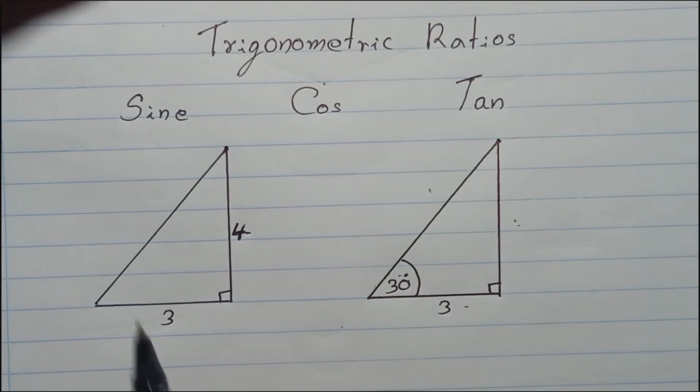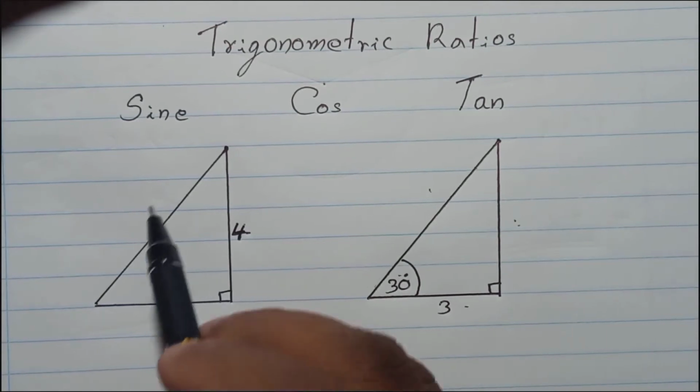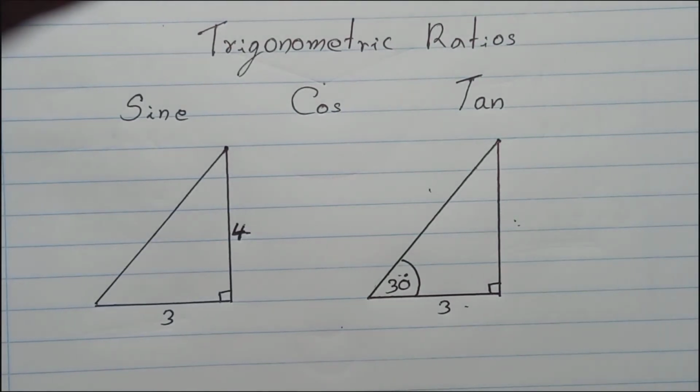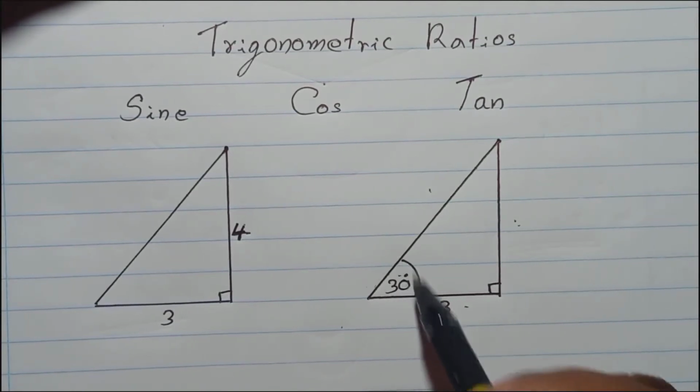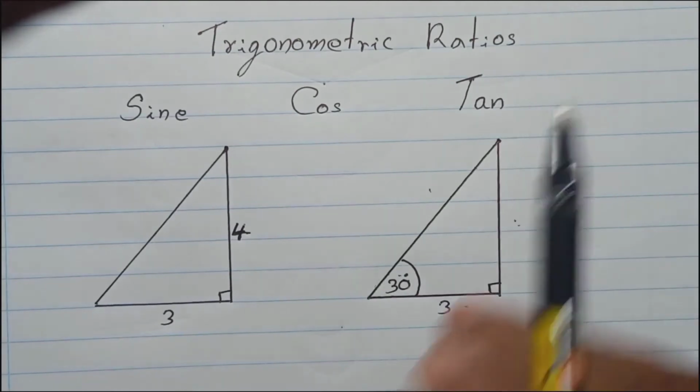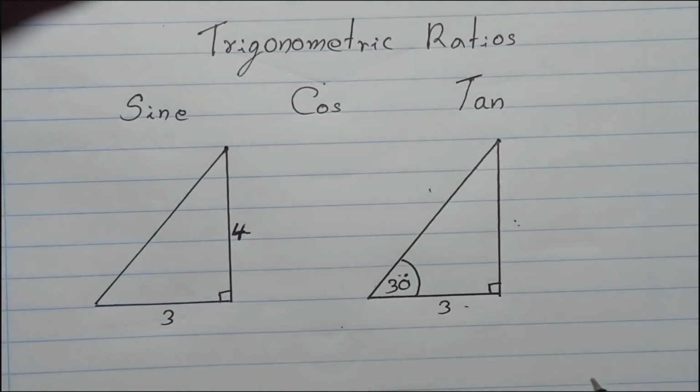Keep in mind, in a right angled triangle, if you know two side lengths, you can find the other side using Pythagoras theorem. But if you know only one side, and you also know one angle, then you can use the sine ratio, cos ratio, and tan ratio to get the other two side lengths, right? That is the basic idea. That is why we use the sine ratio, cos ratio, and tan ratio.